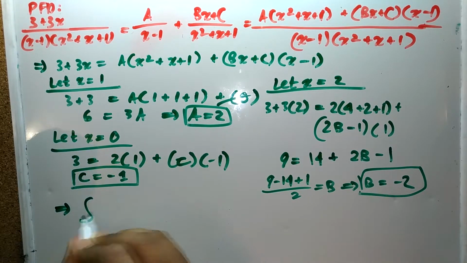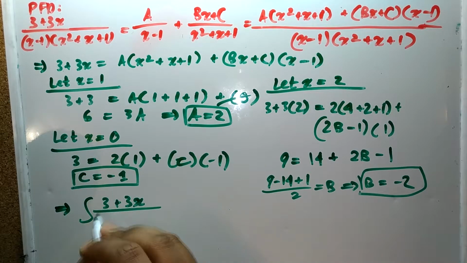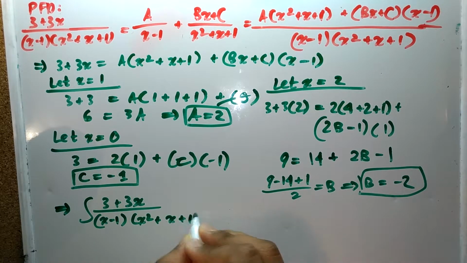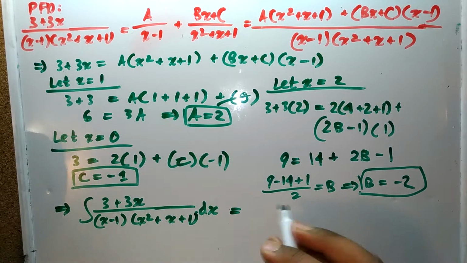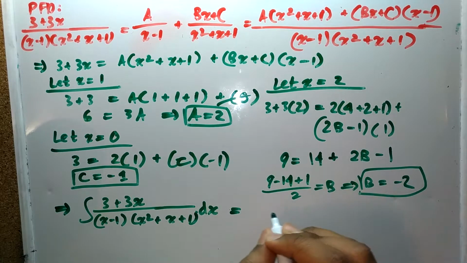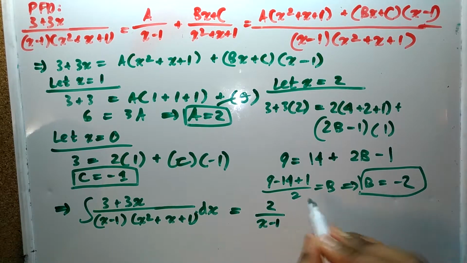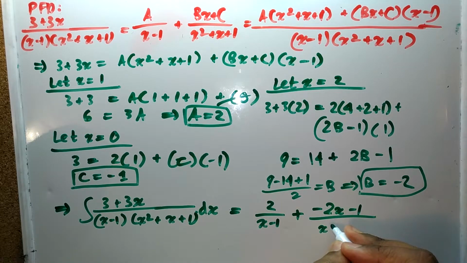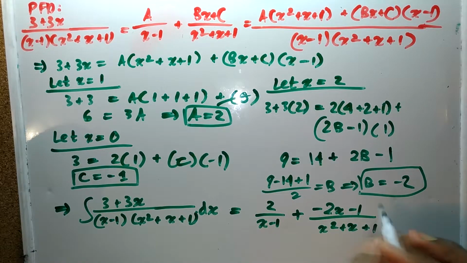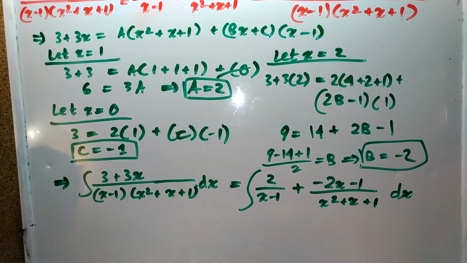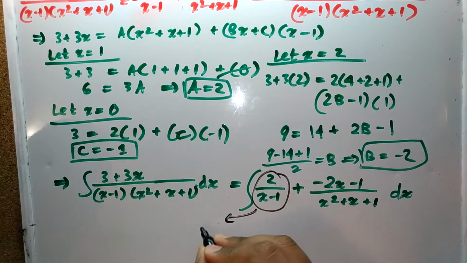So then we just plug it into our integral. The partial fraction decomposition of that is just going to be 2 over x minus 1 plus (negative 2x minus 1) over (x squared plus x plus 1). And the first one, we can just integrate by inspection. It's going to be 2 ln|x minus 1|.